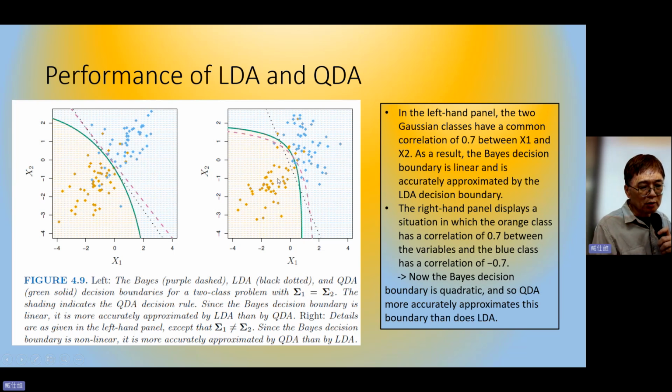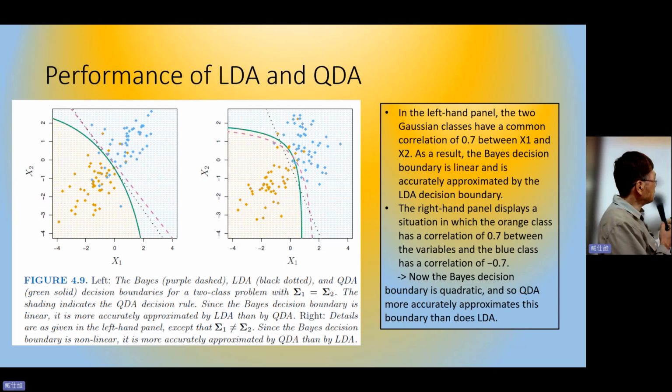For example, for the orange dots, the correlation between x1 and x2 is 0.7. However, for the blue dots, the correlation between x1 and x2 is negative 0.7. In other words, they have different covariances. They come from different data structures. So in this case, we should use quadratic discriminant analysis.